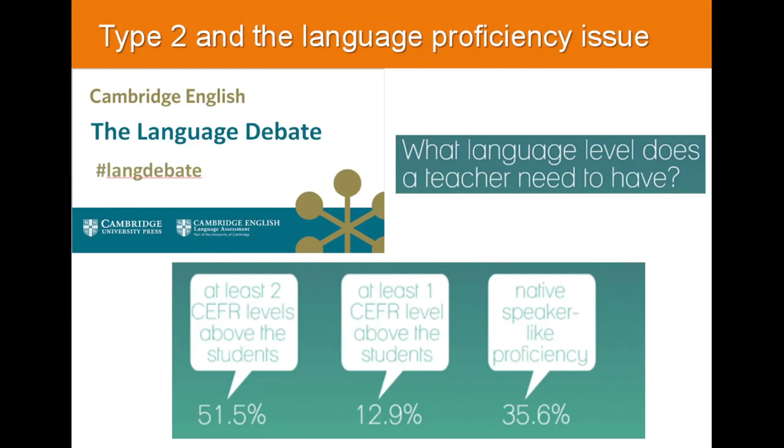And before this debate, Cambridge English conducted a survey of a number of teachers, and these were the results. Teachers from all over the world saying at least 2 Common European Framework levels above the students, 51% of the teachers said that. At least 1 Common European Framework level above the students, 12.9% of those teachers, and native speaker-like proficiency, 35.6% of the teachers.